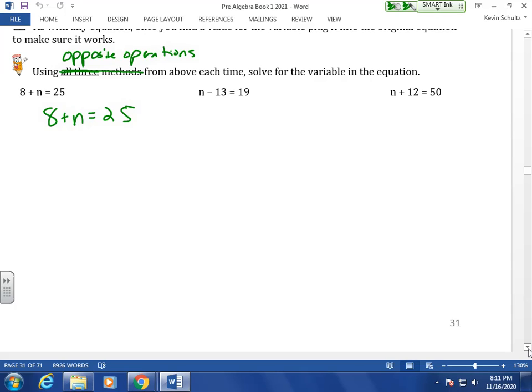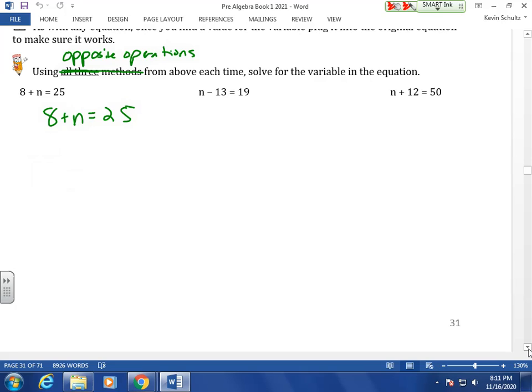What's the opposite of a positive 8? What are we going to have to do to that 8 to remove it? Well, if we add 8, and don't write this down because it's not going to be right, if we add 8 to both sides, well, 8 plus 8 is 16. That didn't get n by itself. That doesn't work. That's not what we want here.